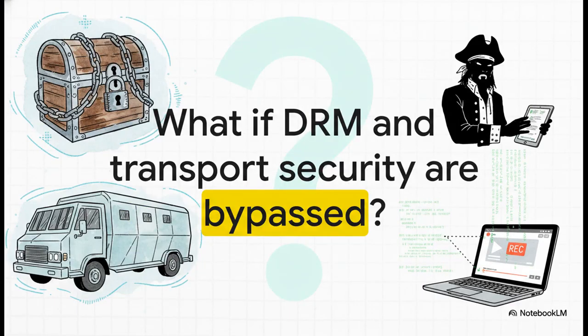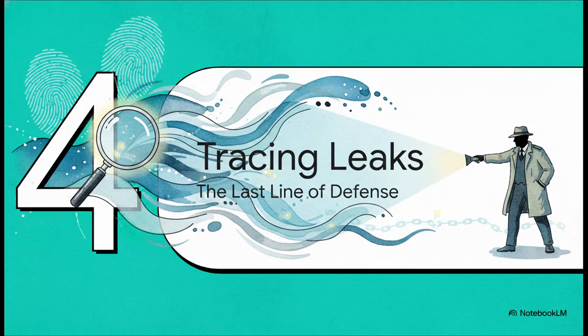Okay, so let's recap. We've put a lock on the file with DRM, and we've put the file in an armored truck with TLS. But what if a really determined pirate finds a way around all that? What if they just point a camera at the screen or use screen recording software? What then? This is where the last line of defense kicks in.